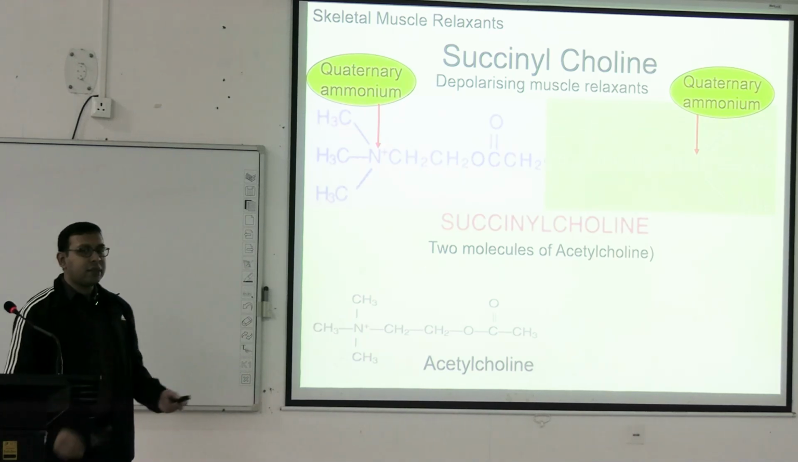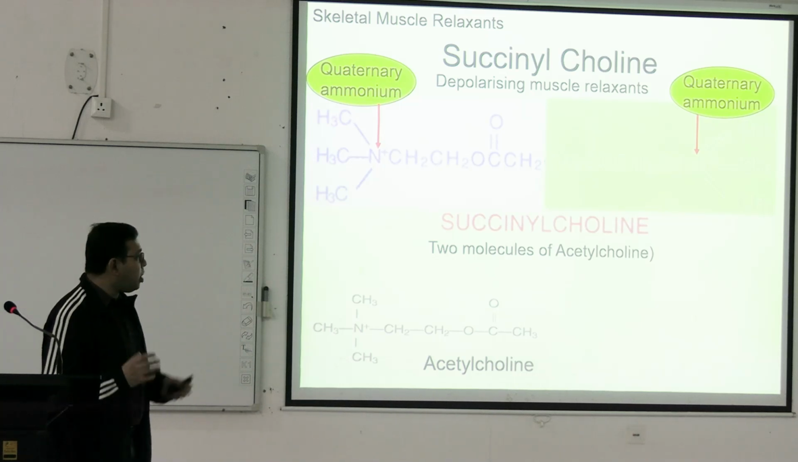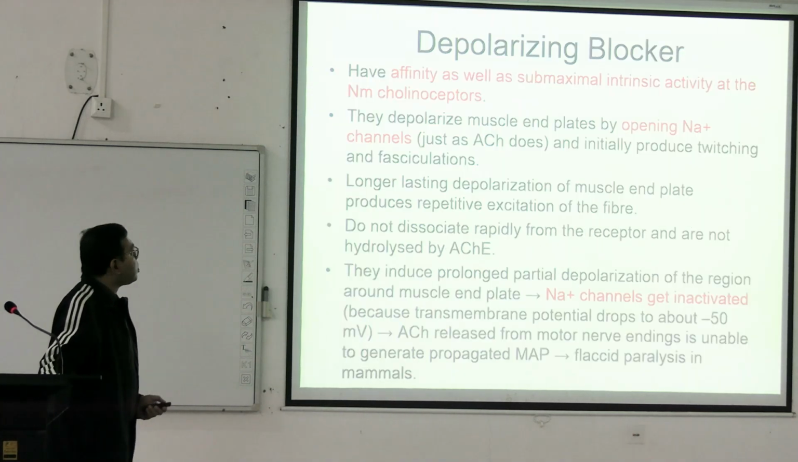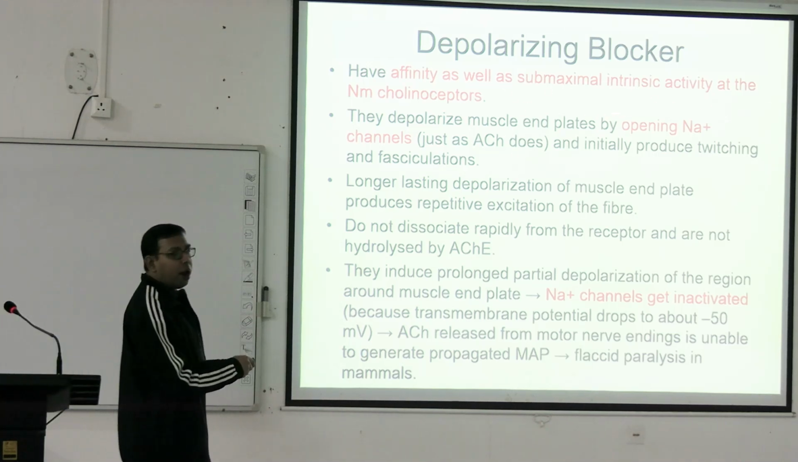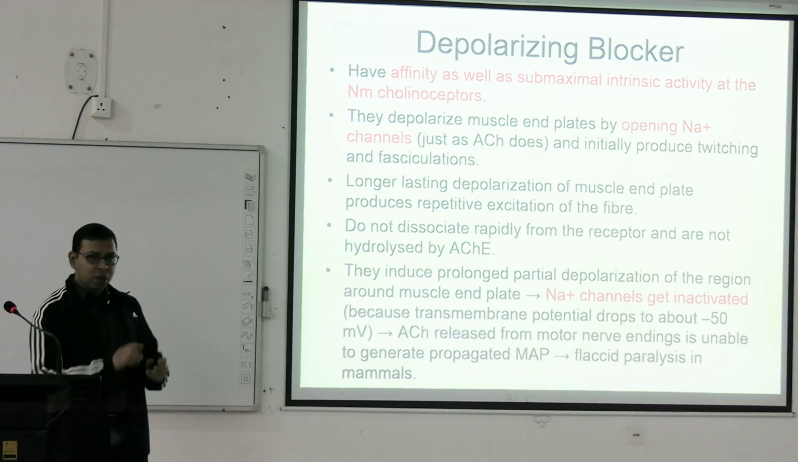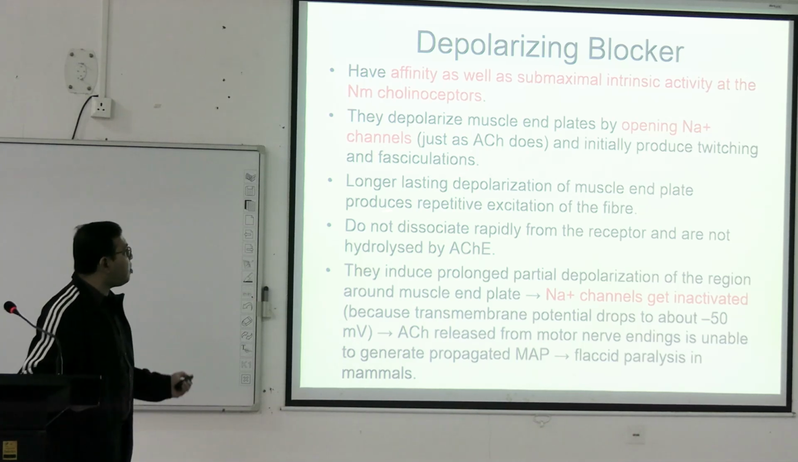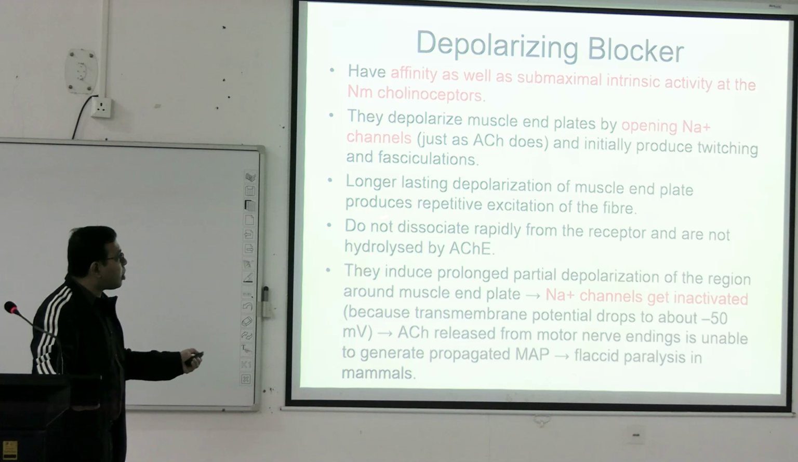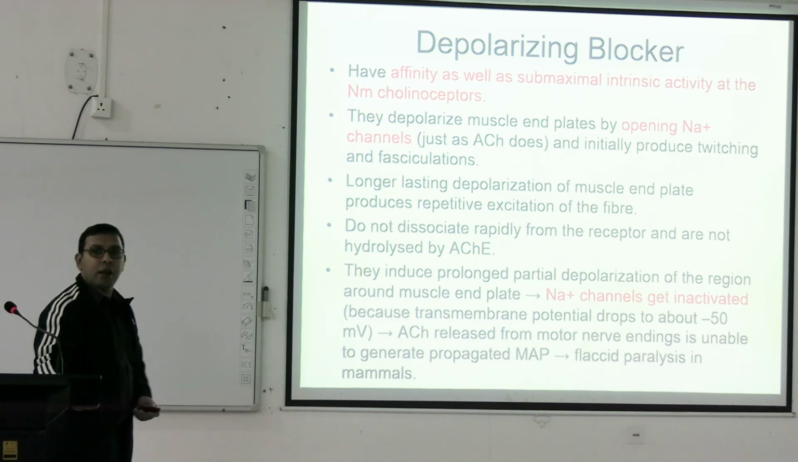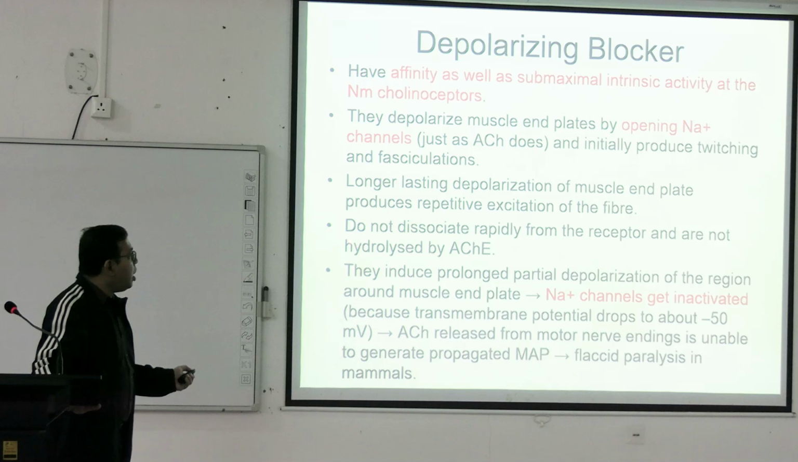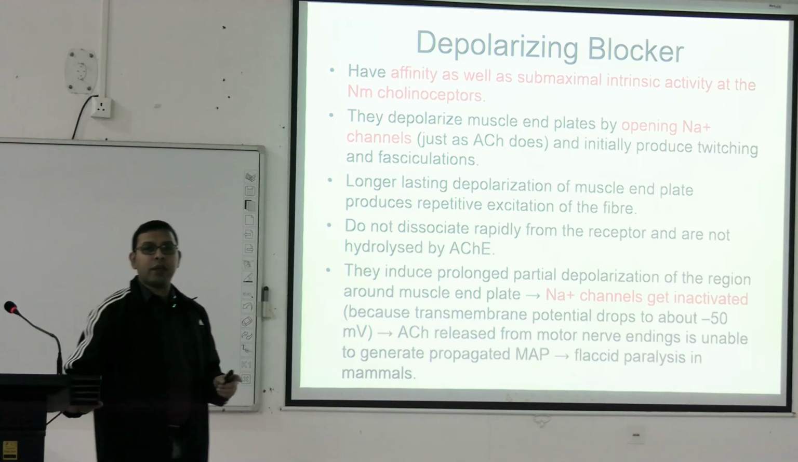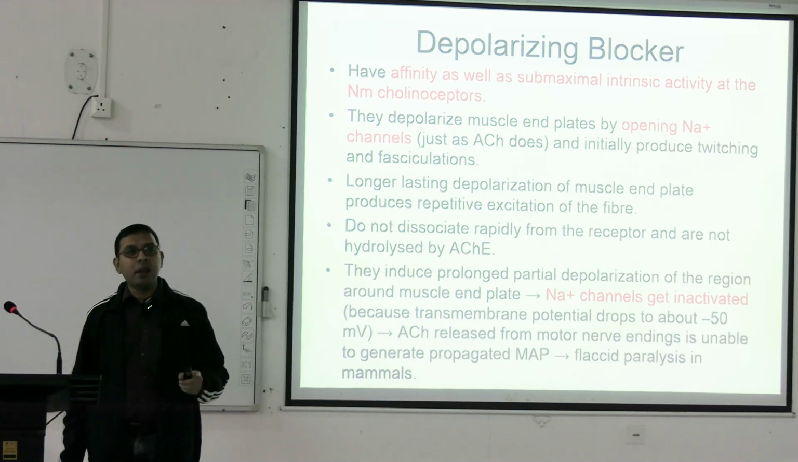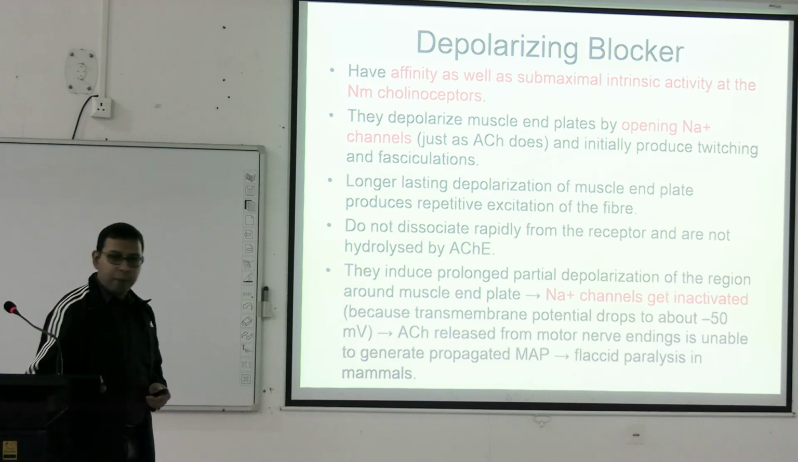So this is the succinylcholine molecule. Two molecules of acetylcholine are attached, and ultimately succinylcholine is generated. They have affinity and submaximal intrinsic activity. They depolarize muscle end plates by opening sodium channels. The long and slender molecule causes conformational change. Longer lasting depolarization of the muscle end plate produces repetitive excitation of the fiber. It does not dissociate from the receptor and is not hydrolyzed by acetylcholinesterase. So the competitive blockers can be reversed by neostigmine, but succinylcholine cannot be reversed by neostigmine. So remember this.